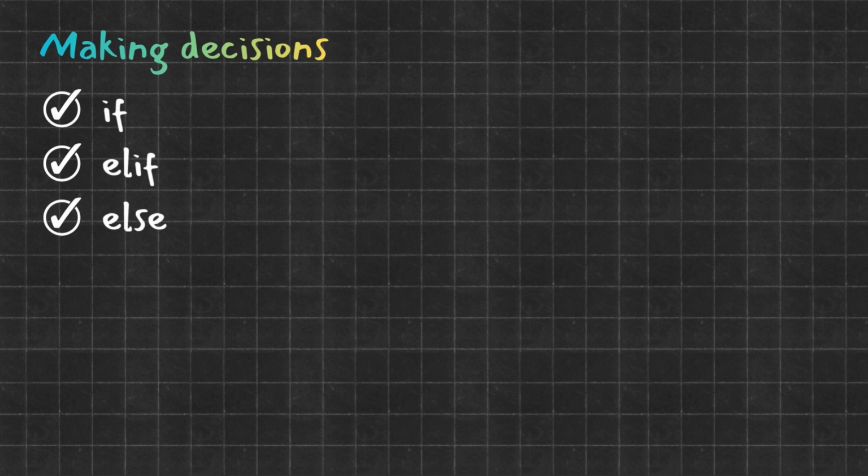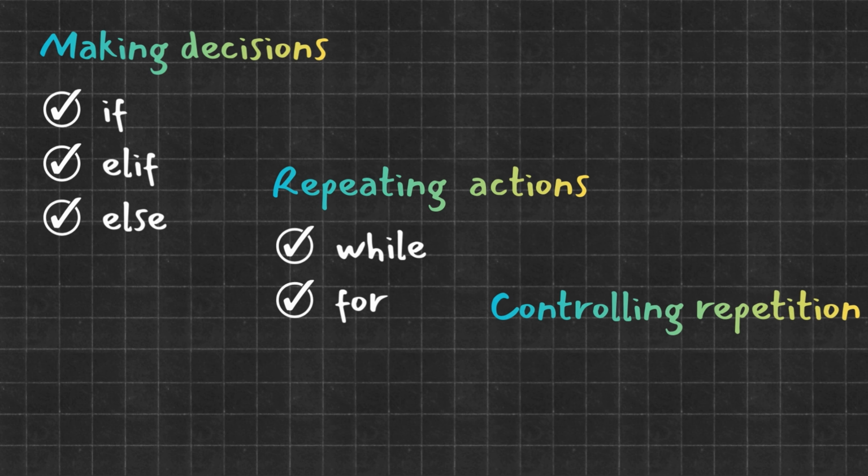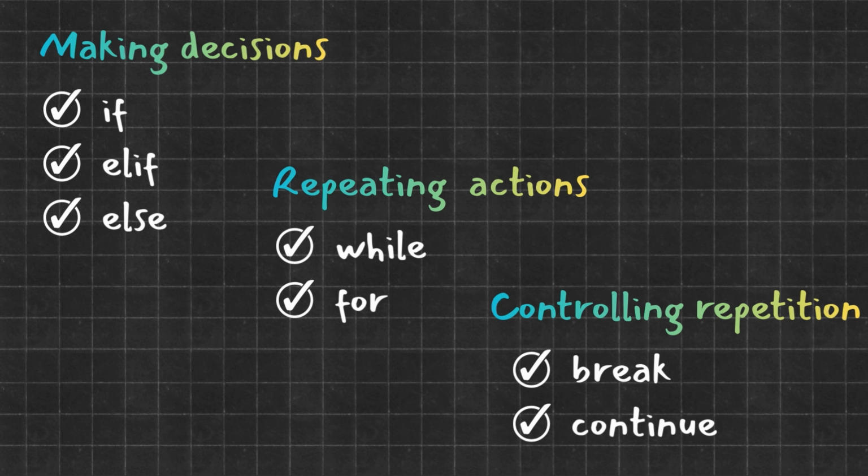So now you've seen all of control flow. Making decisions, if, elif, else. Repeating actions, while, for. Controlling repetition, break, continue. This is how Python decides what runs, what repeats, and what stops. If this felt like a lot, that's normal. Control flow is the backbone of programming. Pause, rewatch, try the code.